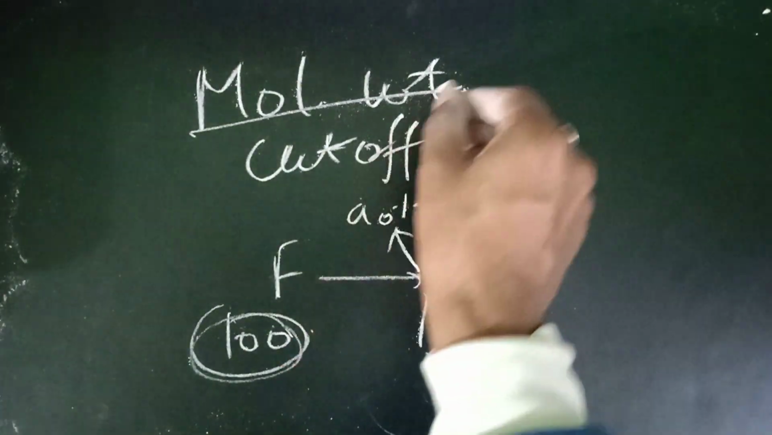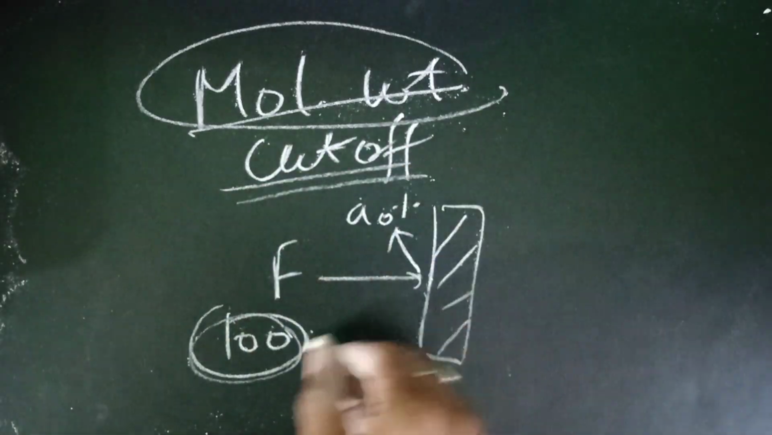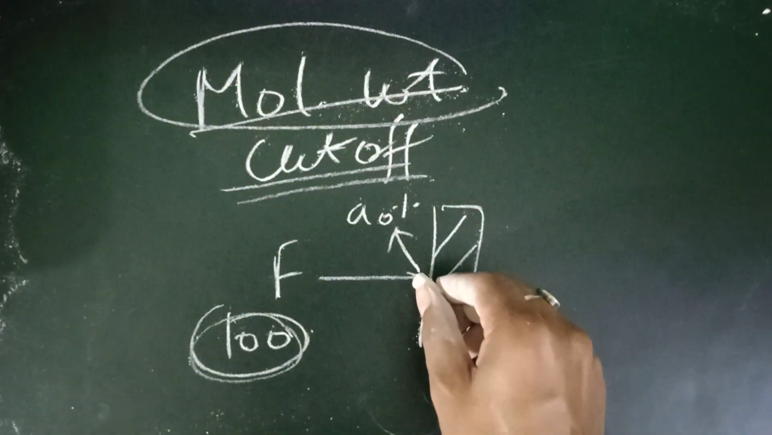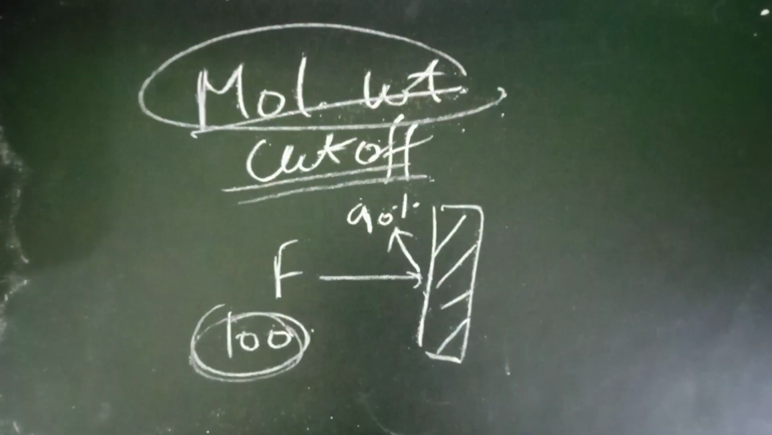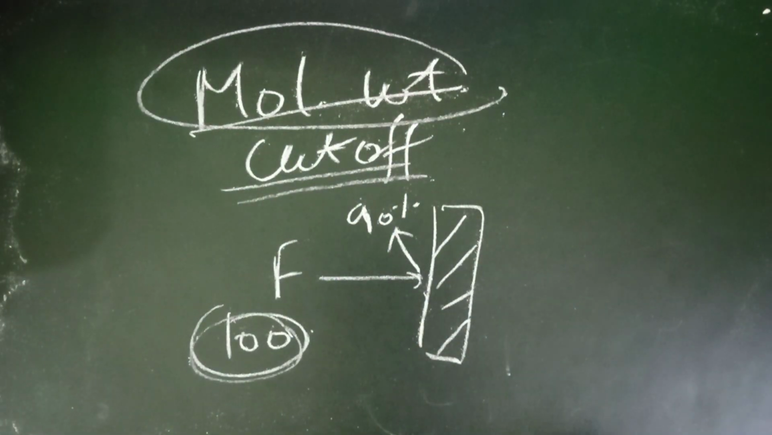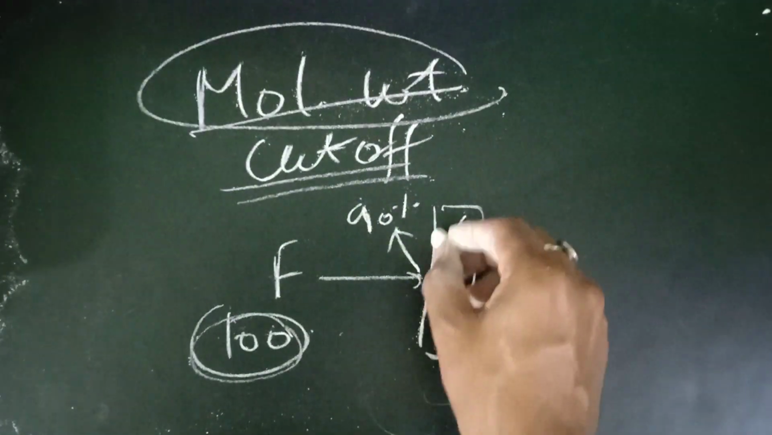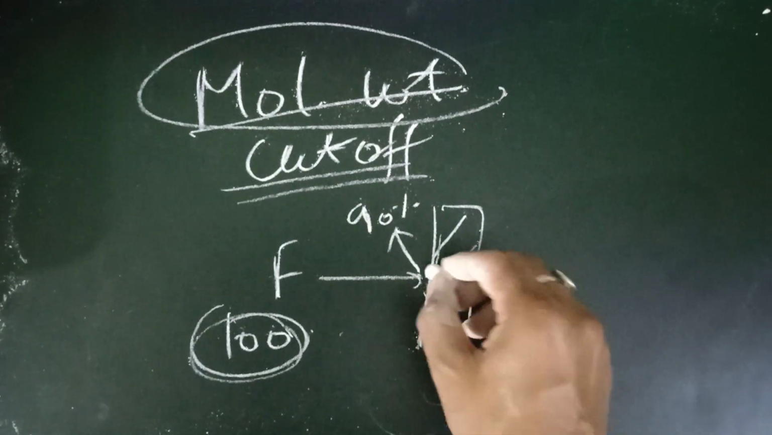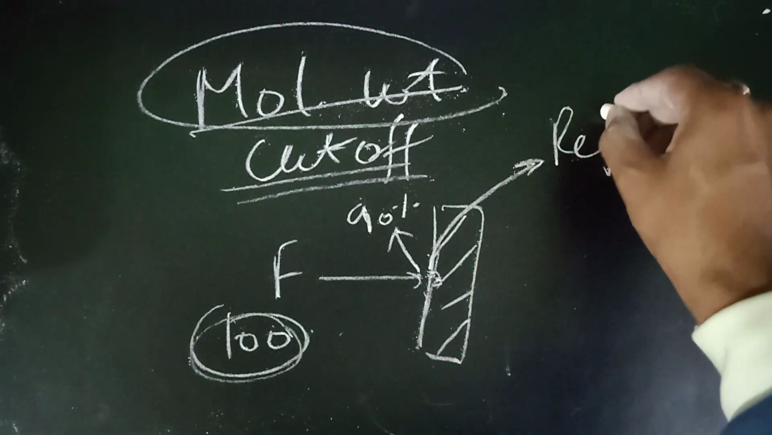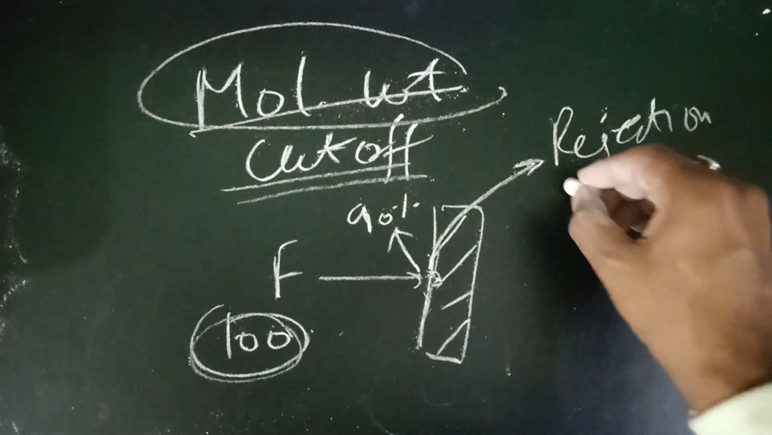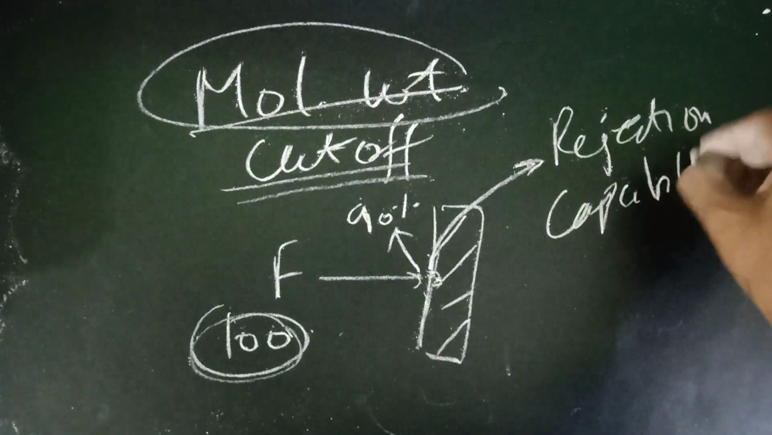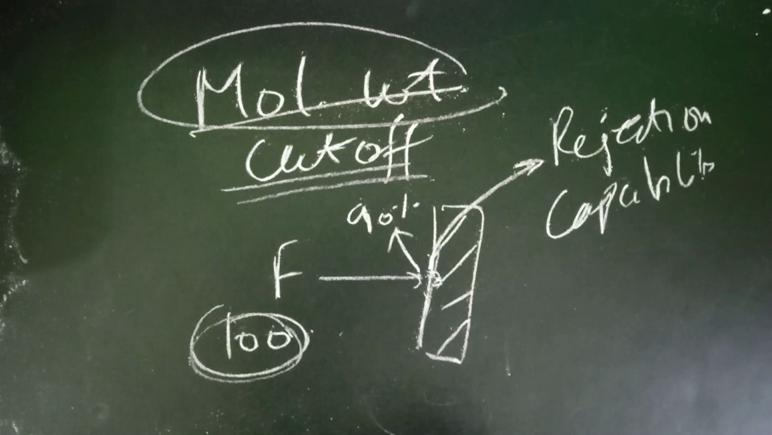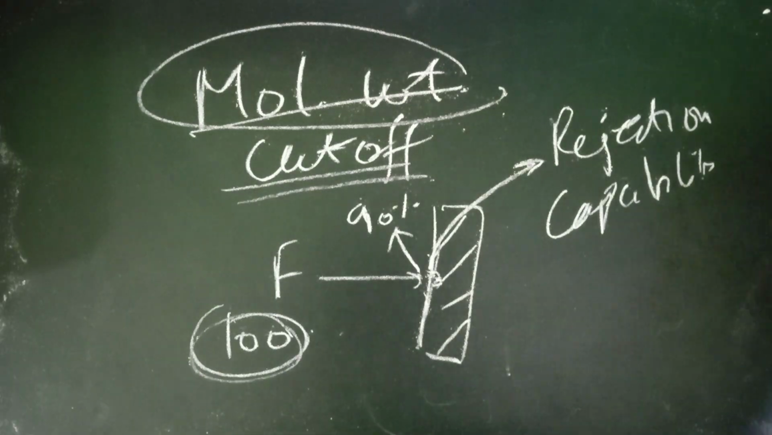Then we can say this is our molecular weight cutoff, the molecular weight of the solute that at least 90% is rejected. And this actually tells us about the membrane itself, what its rejection capability is, till which molecular weight it can actually reject at least 90%. This is the molecular weight cutoff, and it also determines the pore size.